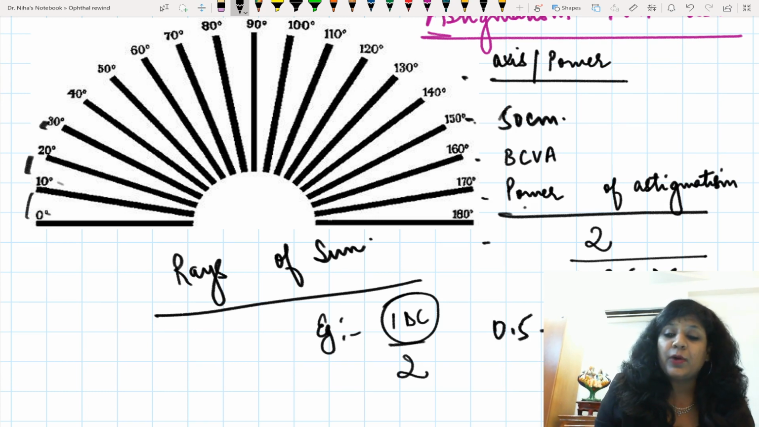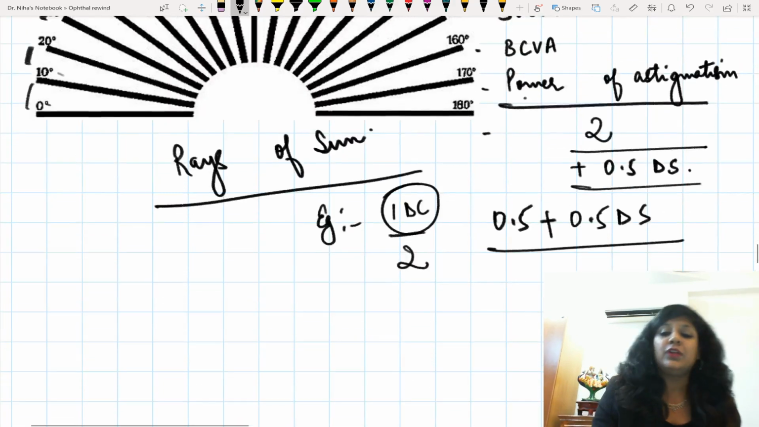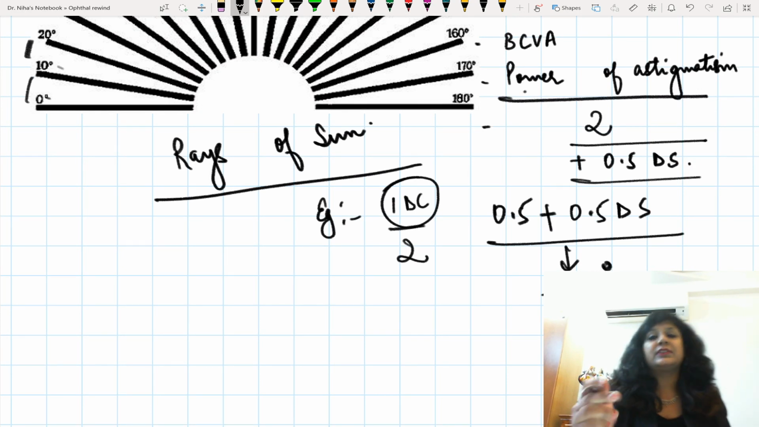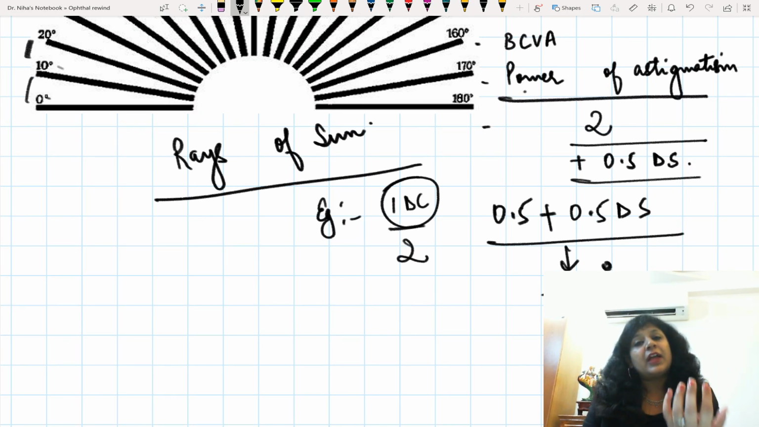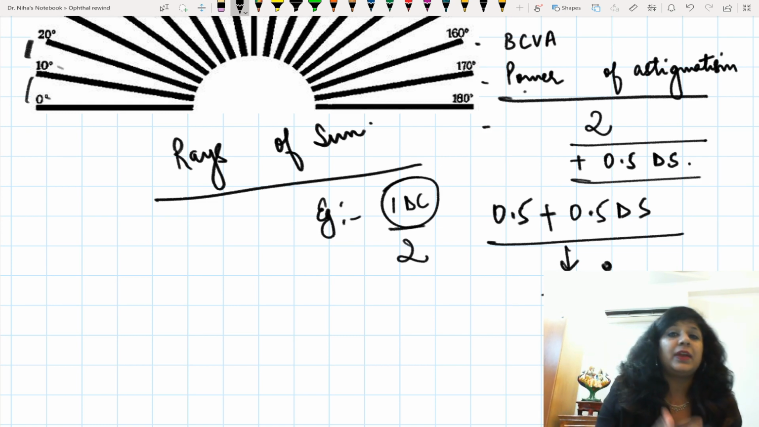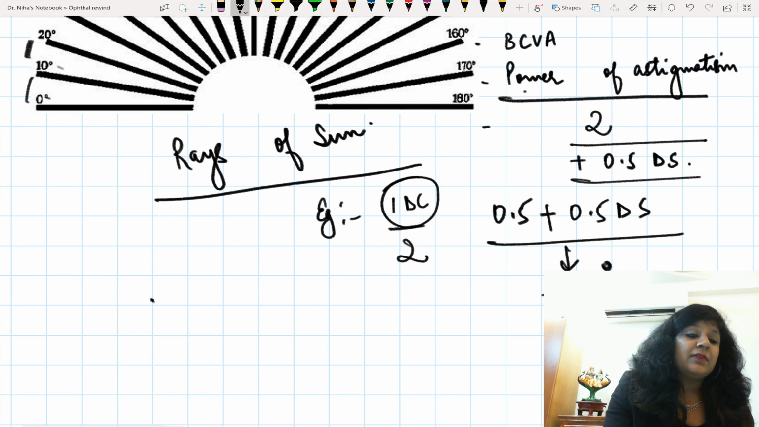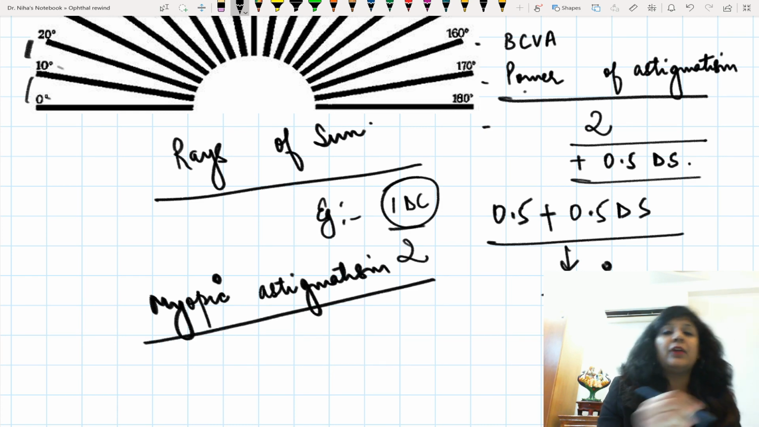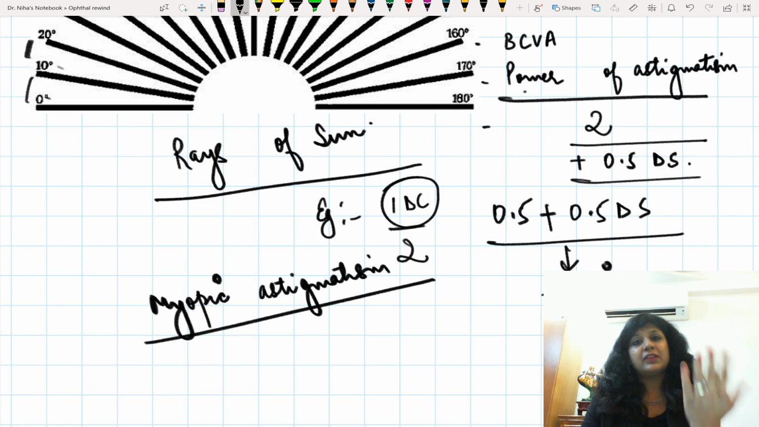So plus 0.5 diopter spherical I will add and I will do the fogging. Now I will do fogging of this eye with this. Because I am giving the plus spherical correction to it, I am making the eye myopic. So now it is changed into myopic astigmatism. We will convert the eye into myopic astigmatism by giving this plus.